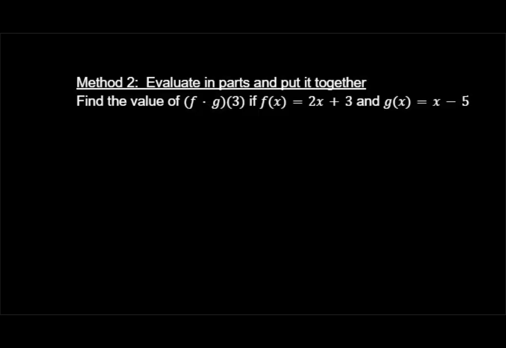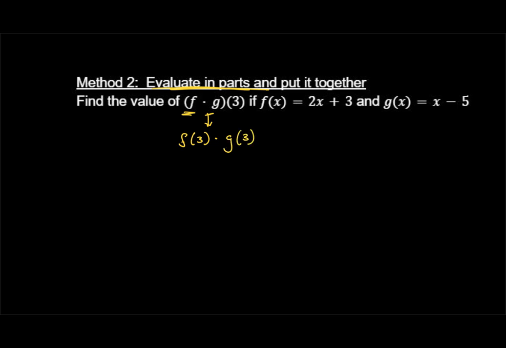Okay, in this example, we're going to be doing kind of the same thing, the evaluation, but this time we're going to be doing it in a different approach. The second method is where we're going to evaluate the parts separately, and then put it together with the operation. Another way of saying f times g of 3, the definition of what it means, is f of 3 times g of 3.